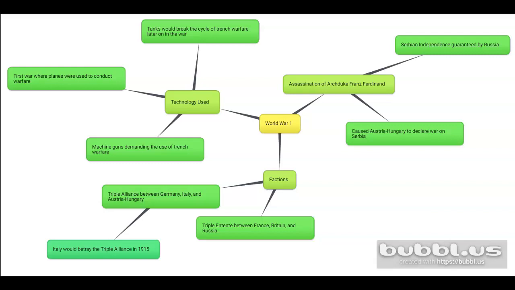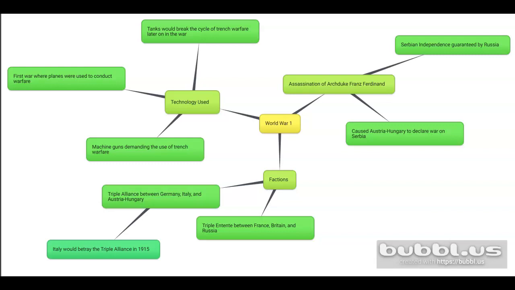The first thing we're going to go over is the factions, because Europe before World War One was a real big mess of factions, of secret deals and, hey, I'll watch your back if you watch mine, that type of thing. The two major factions that would end up going to war are the Triple Entente between France, Britain, and Russia.